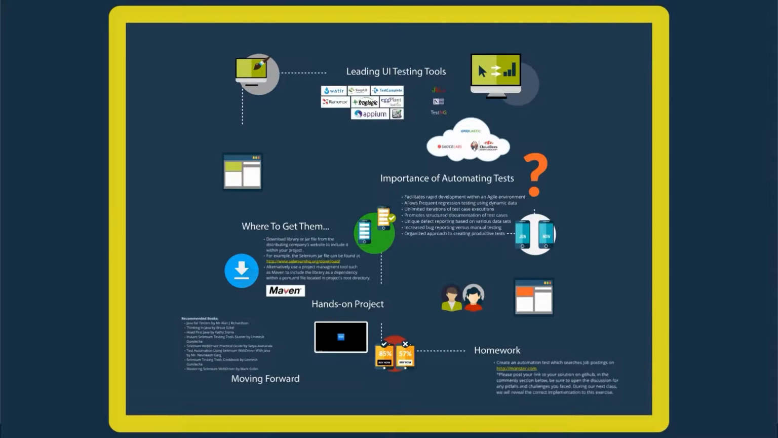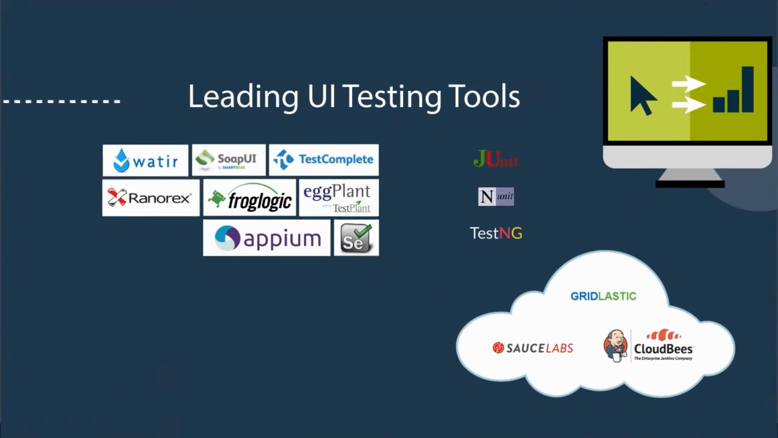The topic of today's lesson is going to be leading UI testing tools. After watching this video, you'll not only know the leading UI testing tools, but also the importance of automating tests, where to get the needed libraries to create these automated tests, and an overview of a hands-on project. We'll be looking at actual tests which search Craigslist for a set of keywords, followed by some recommendations for continued learning, and closing with the homework assignments. Let's go and get started by looking at the leading UI testing tools.